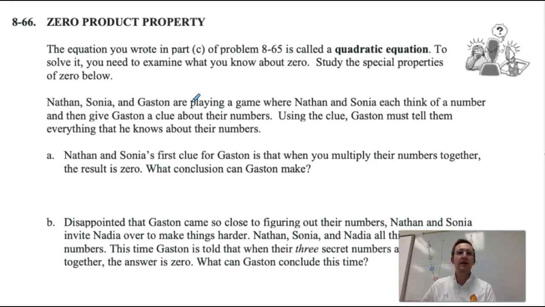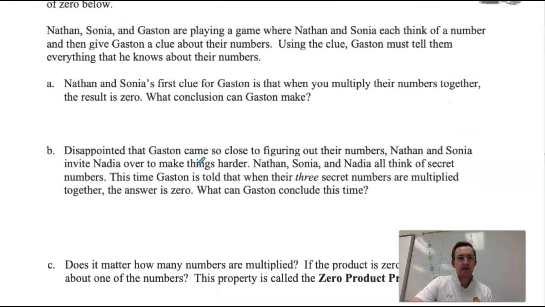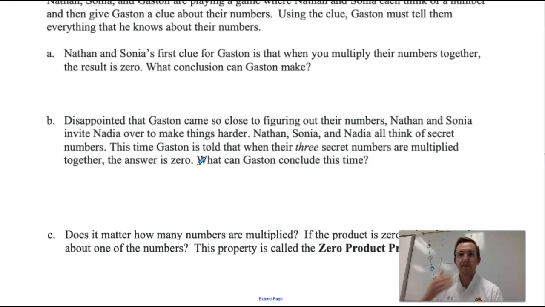The equation we wrote in part C of problem 65 is called a quadratic equation. To solve it, we need to examine what we know about 0. So we're going to study the special properties of the number 0 below here. Nathan, Sonia, and Gaston are playing a game where Nathan and Sonia each think of a number and then give Gaston a clue about their numbers. Using the clue, Gaston must tell them everything he knows about their numbers. Nathan and Sonia's first clue is that when you multiply their numbers together, the result is 0.